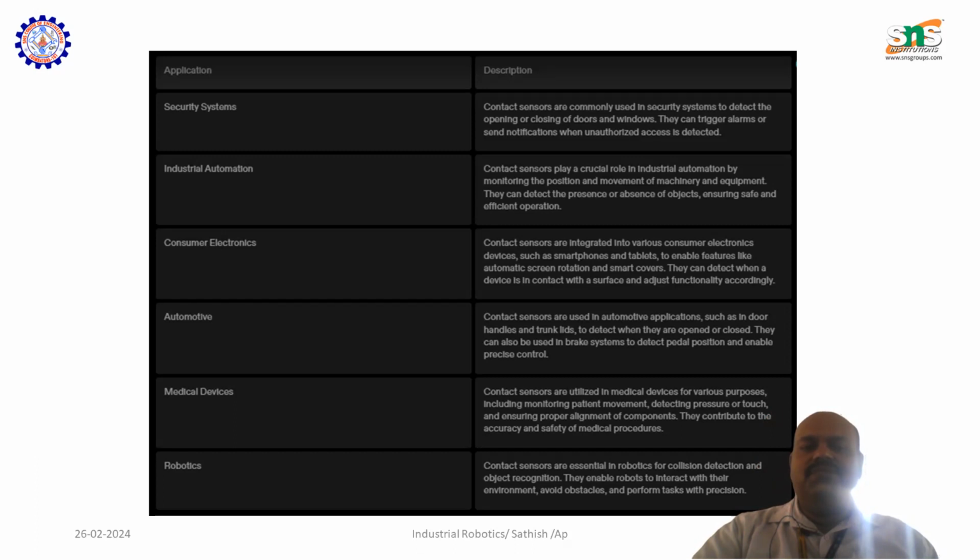In medical devices, we use contact sensors for various purposes, including monitoring patient movement and detecting pressure or touch. You may have come across the SpO2 device. When you put in your finger, it will detect the oxygen level in your system. And finally, our motto is to have this in robotics, where it is essential for position detection and object recognition. They enable robots to interact with their environment, avoid obstacles, and perform tasks with precision.